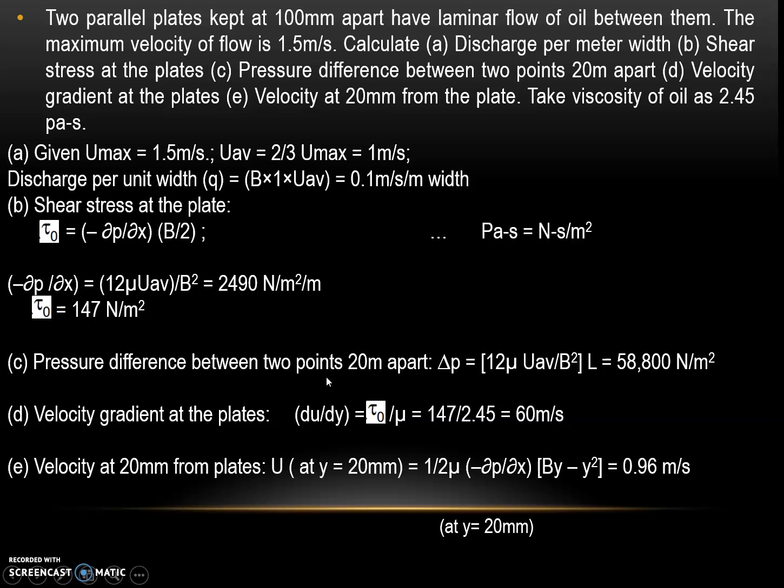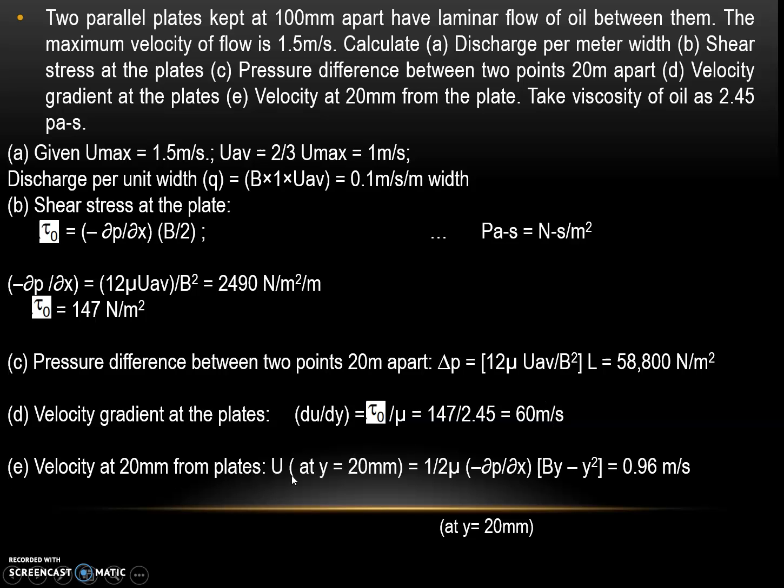Next, the pressure difference between 2 points 20 meter apart is given by delta P equal to 12 mu u average divided by B square into L. Substituting values, we get delta P equal to 58,800 Newton per square meter. Velocity gradient at the plate is du by dy, which is equal to tau naught divided by mu. Tau naught is 147 divided by mu, which is 2.45, which is equal to 60 per second.